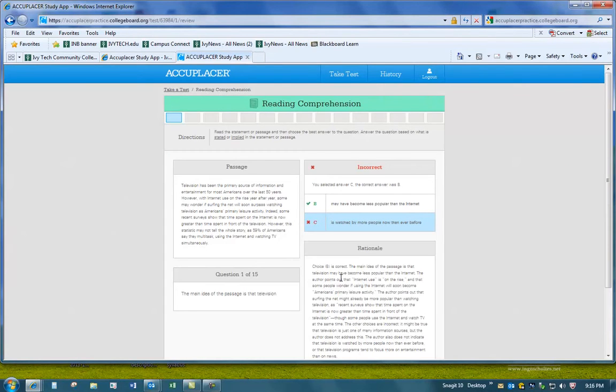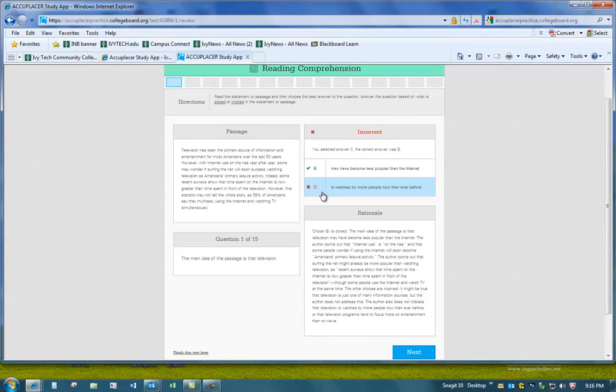All right. We know that the correct answer was B, may have become less popular than the internet. I wanted to pick an incorrect answer because I wanted you to see what happens when you have one that is incorrect. It tells you that it is watched by more people now than ever before. And it gives you a rationale. It tells you that B is correct and it tells you why. Then it comes down and tells you a little bit about the other answers that you could have chosen.